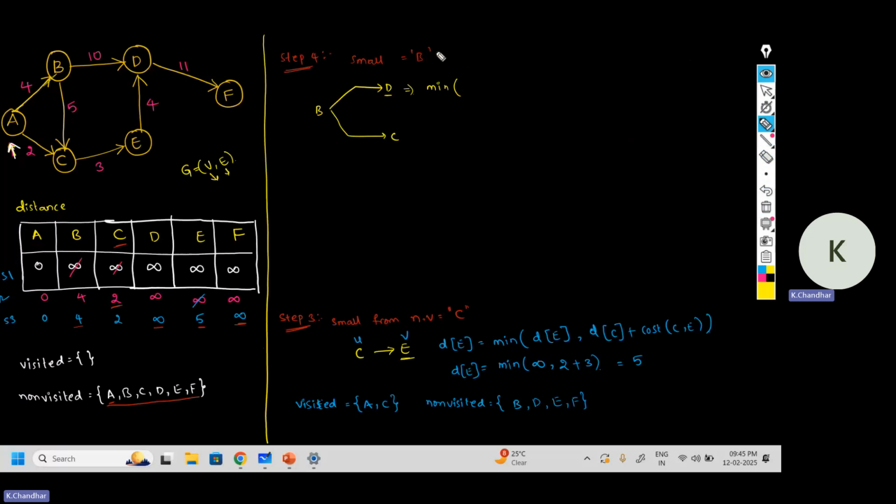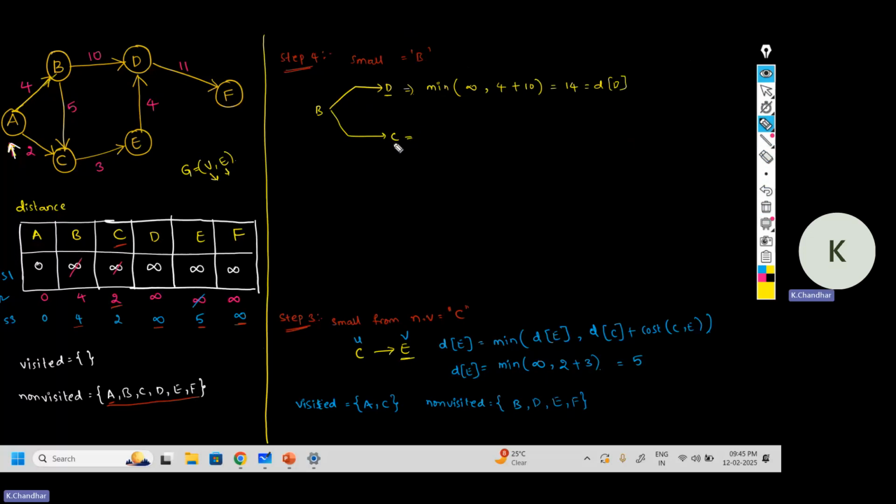So what is the first thing? Distance at D. What is the distance at D? Infinity, comma. How can I find the distance at B? What is the distance at B? 4 plus what is the cost between B comma D? The cost between B comma D is 10. So will you go for 14 or will you go for infinity? We need to take 14. So this is the distance at D.